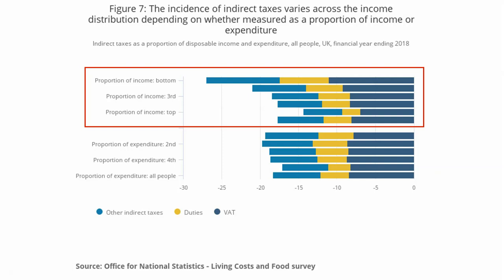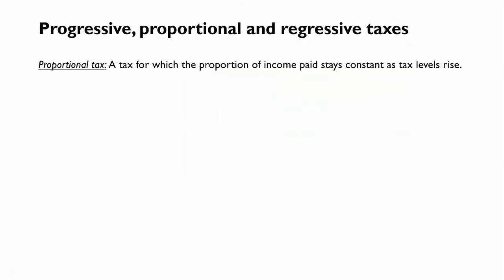One more type of tax to be aware of, and that's the idea of a proportional tax, which is a tax where the proportion of income paid stays constant as income levels rise. Now, that doesn't exist in the UK. It's an idea that's been proposed.